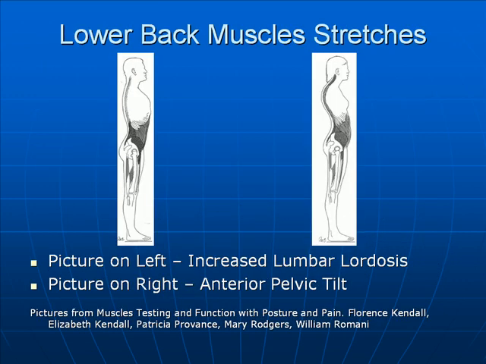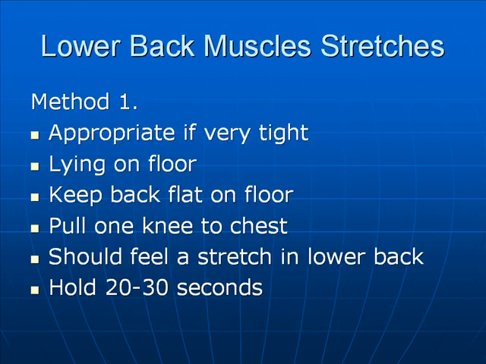Just to illustrate that a little more clearly, there are two diagrams here. The one on the left has an increased lumbar lordosis. You can see that the pelvis is in neutral, but it has an increased curve of the lower back. The picture on the right also has an increased curve of the lower back, but if you see the top of the pelvis, it is rotated forward. So these two people would have tight lower back muscles, and therefore these stretches would be appropriate.